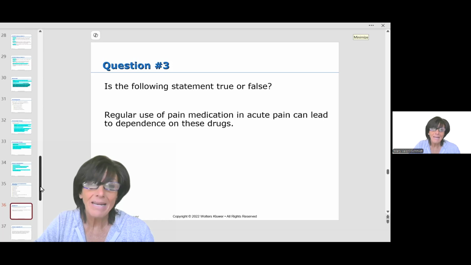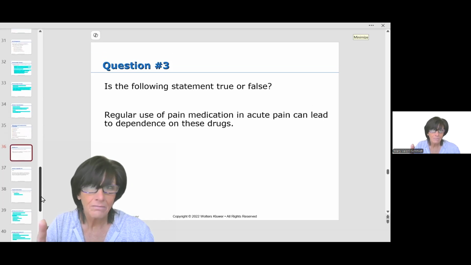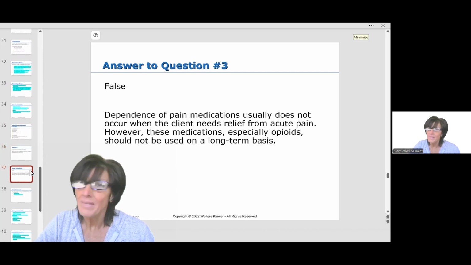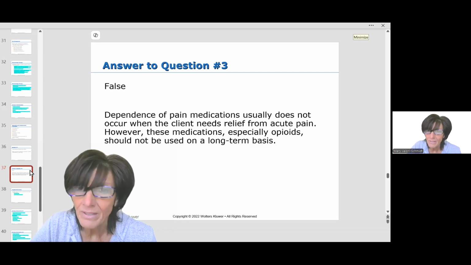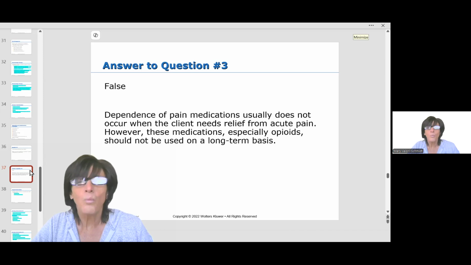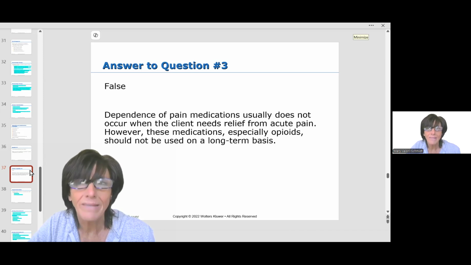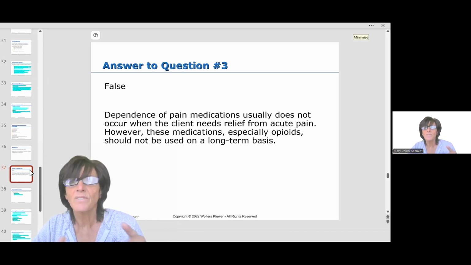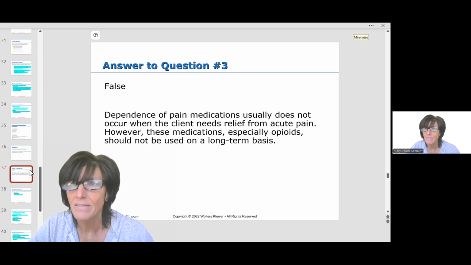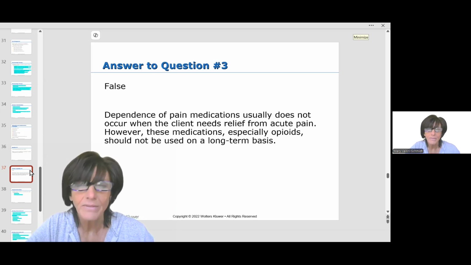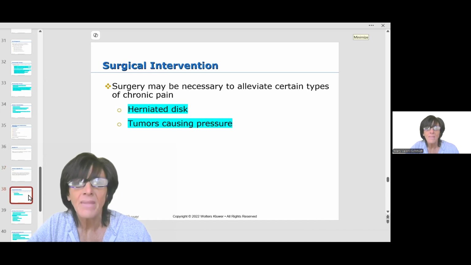Regular use of pain medication in acute pain can lead to dependence on drugs. True or false? False. Okay. Dependence does not occur when you need relief from acute pain. Less than 1% of opioid addiction is due to someone who had acute pain and was on pain meds for an accident or something. So just keep that in mind.